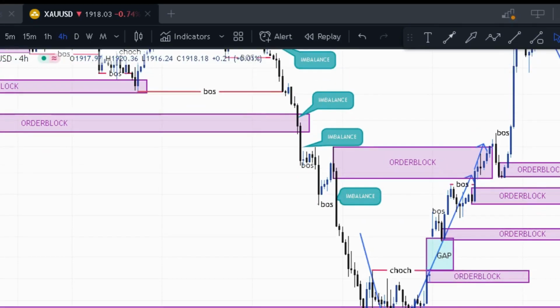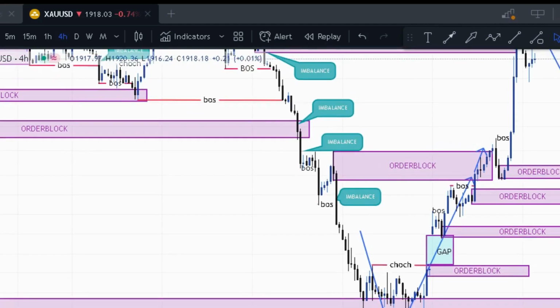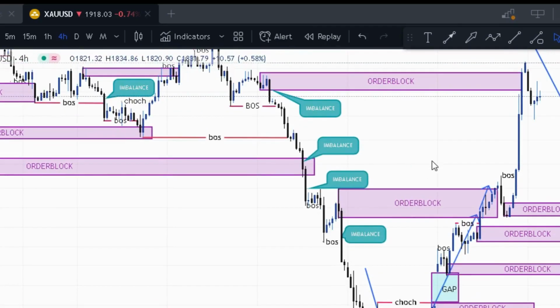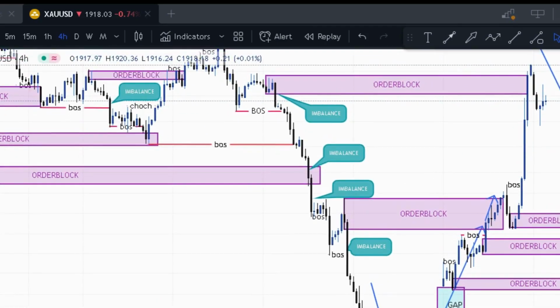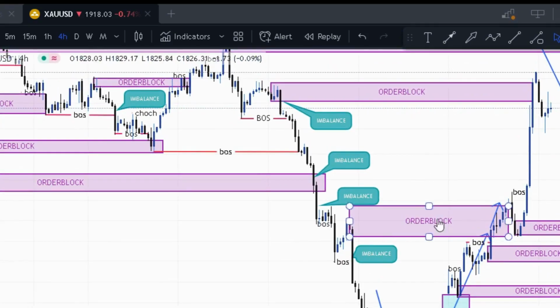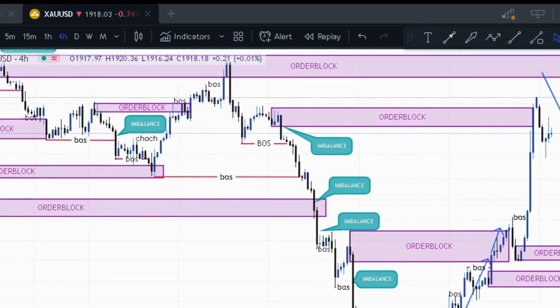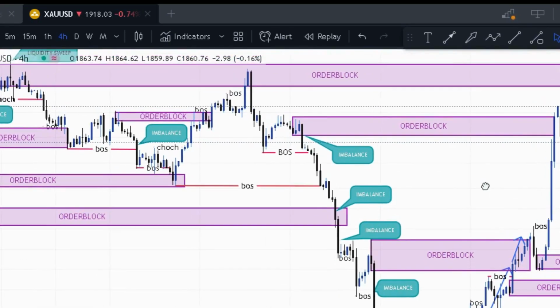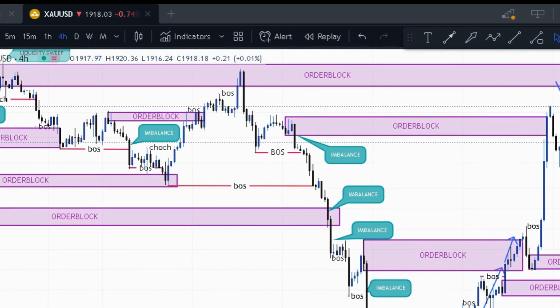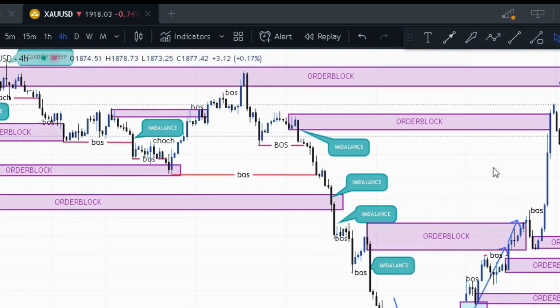You can see there were a lot of order blocks which the market didn't obey here. This one was just a little bit obeyed, but you can see the other small order blocks, the market never obeyed them, because on Friday we had some news, and all this push was due to some news.